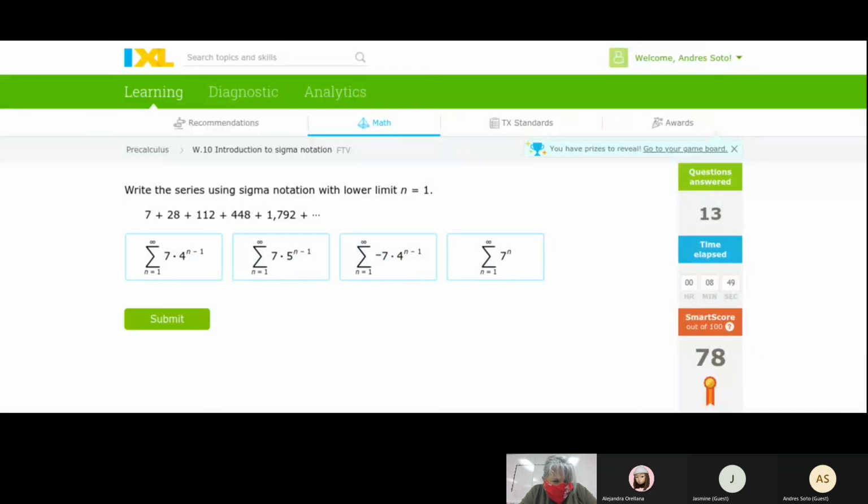So plug 2 in and see if you get 28. And the first one you do. And the second one you do not. You get 35. And the third one did not work. So 2 and 3 are out. And then the fourth one, when you put 2 in there, you actually get 7 squared is 49. So the last one doesn't work either. So it has to be the first one.